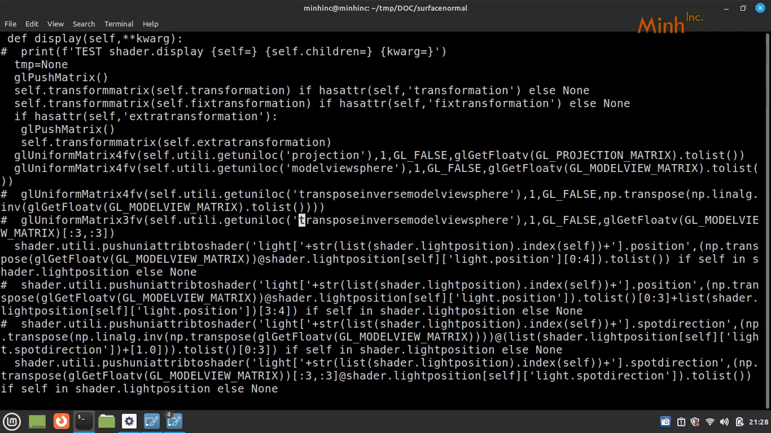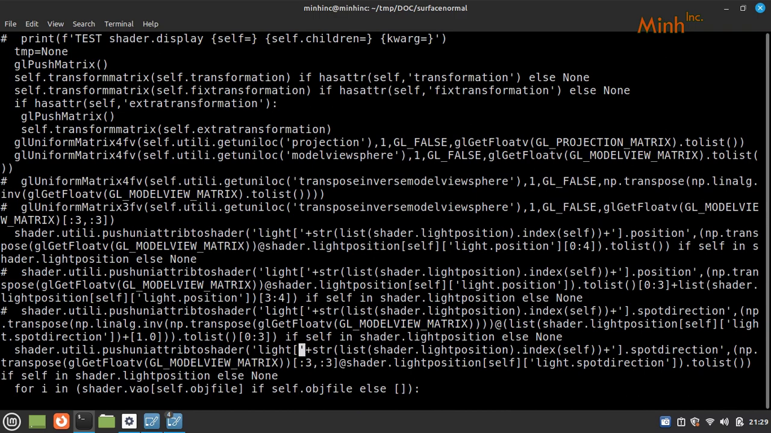We don't need any calculation of transpose inverse at all. In lighting also we don't need it. In lighting we are just passing the simple model view. If I am doing the spot direction, only the first 3 we are passing. A spot direction is like a normal, it has a direction, so only the first 3 we are passing.